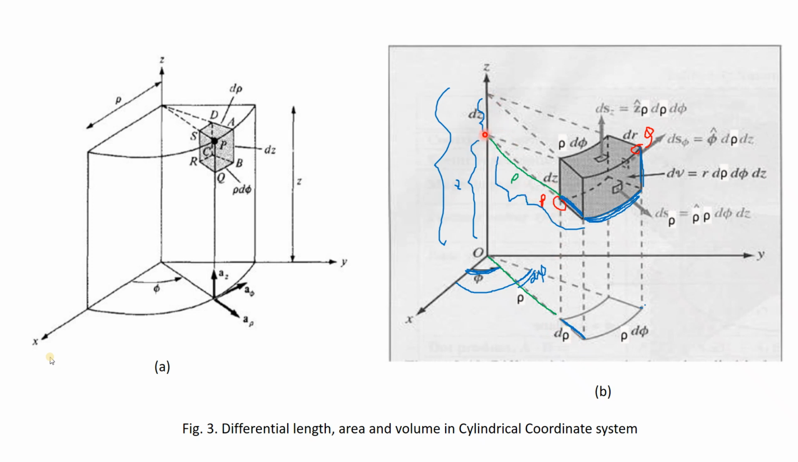So it is being written over here, d rho is written, dz is shown over here. Now one thing you can see, this is d phi, but this is written as rho d phi. Can anyone say why? It is written rho d phi, not d phi, because d phi is this angle, but this length is rho d phi.